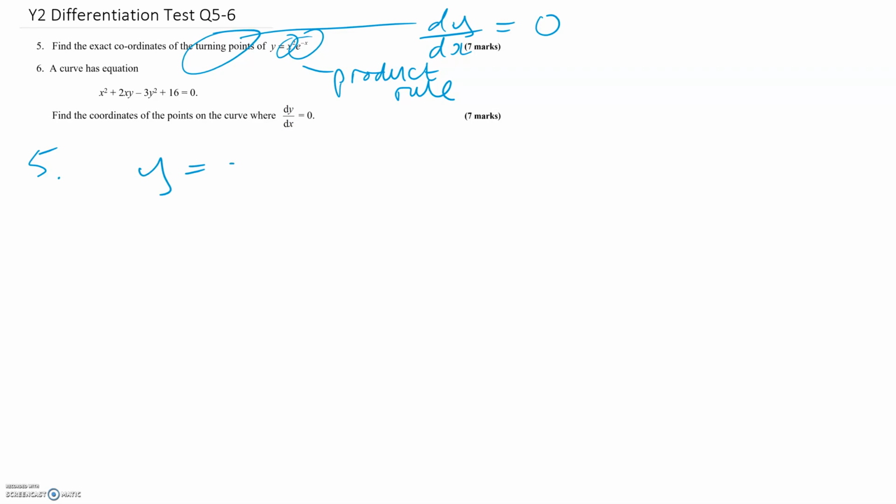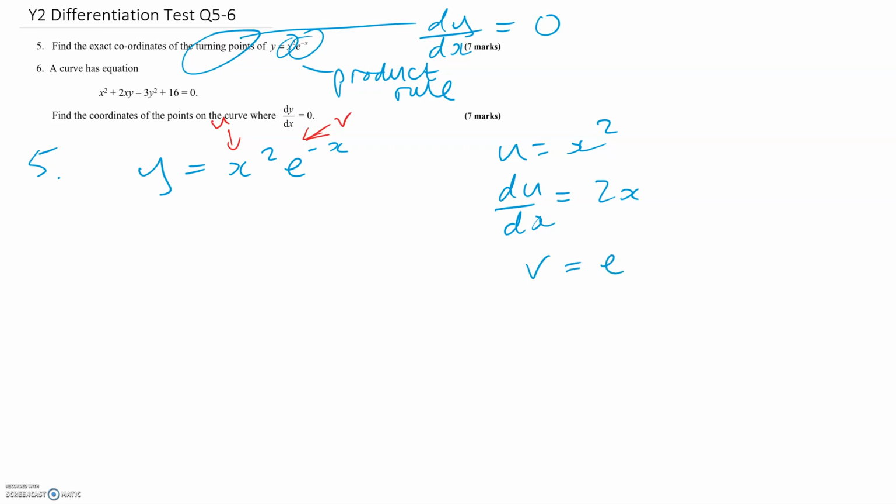We've got y equals x squared e to the minus x. As I said before, when you use the product rule, it doesn't matter which is u and which is v. And I like to write this out at the side. So du by dx is 2x. V equals e to the minus x. And dv by dx equals minus e to the minus x.